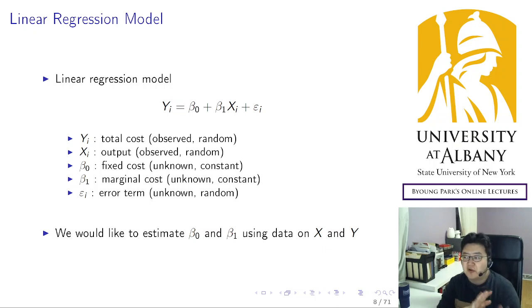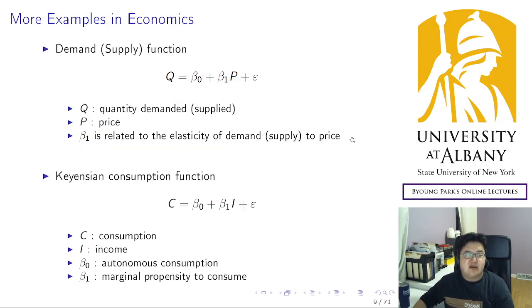Hello. So we learned this basic structure. This is an example for fixed cost and marginal cost, but we may generalize this idea to other examples. For example, a demand function or supply function can be estimated using a linear regression model. So remember, a demand or supply function explains the quantity produced or quantity demanded as a function of price. So if price increases, there will be less demand or there will be more supply.